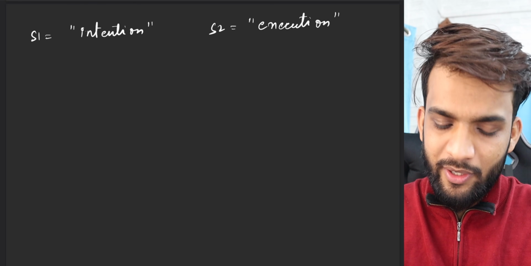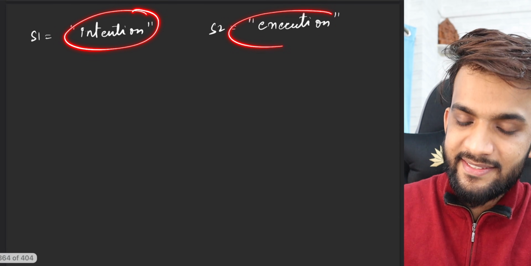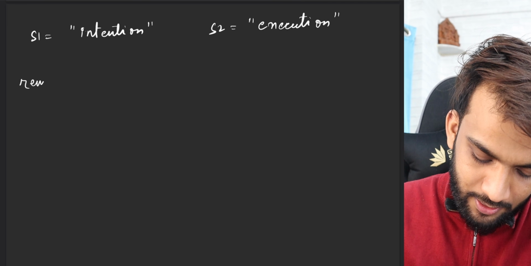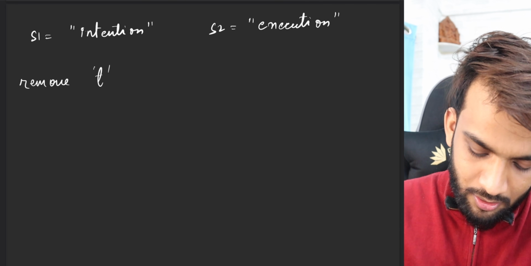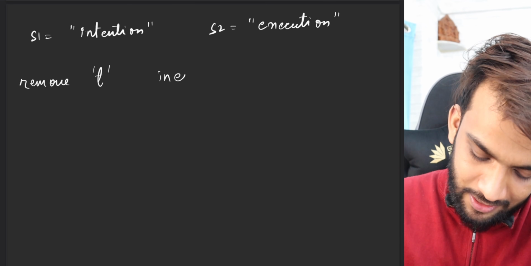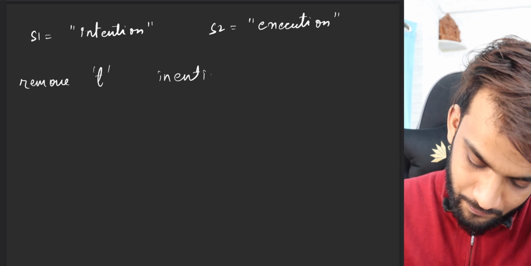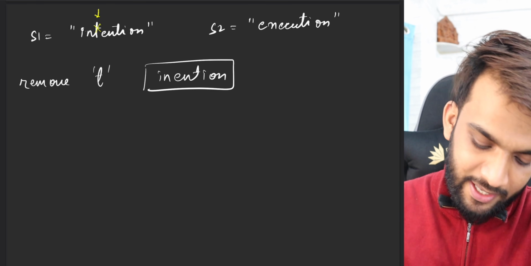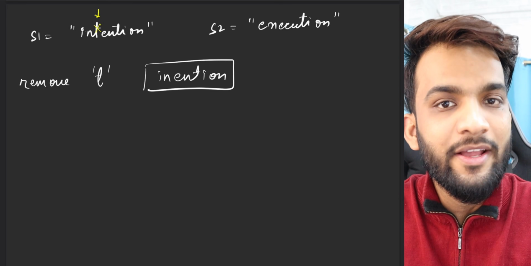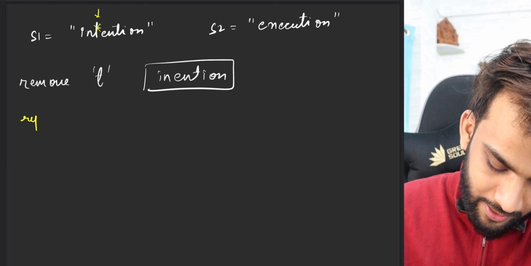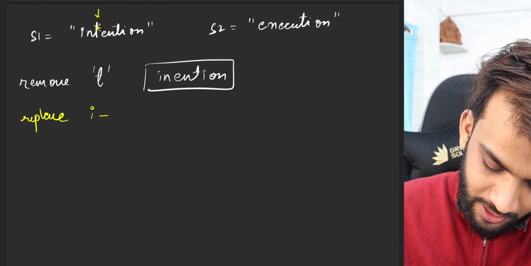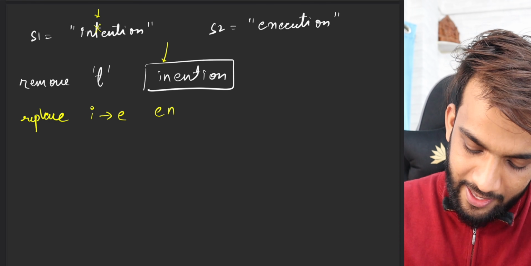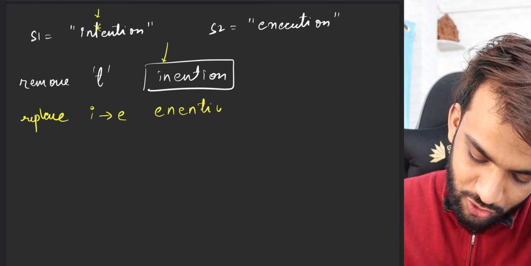Okay, so let's take one more example, INTENTION and EXECUTION. The first thing I will do is remove the first T, which makes it INENTION. Next I'll say, please replace this I with E, so it becomes ENENTION.